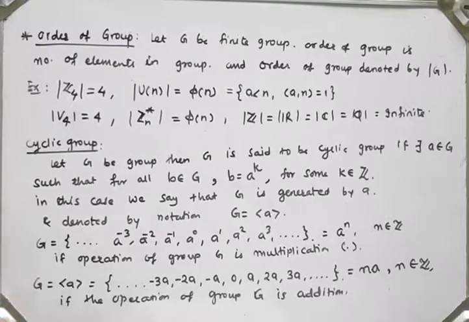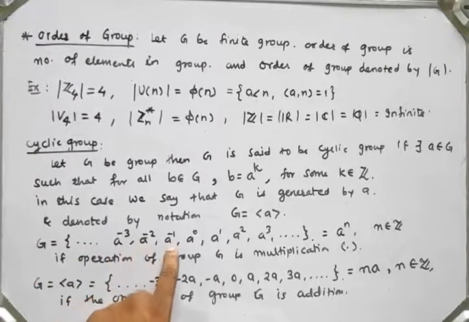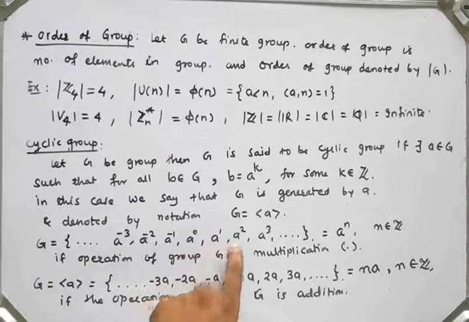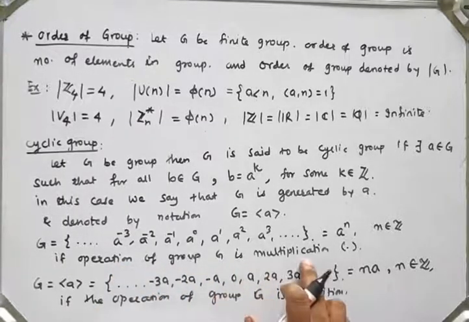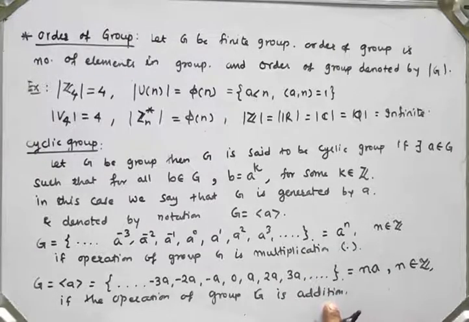And if you have a multiplicative group, then the elements of the group G must be of the form A raised to minus 3, A raised to minus 2, A raised to minus 1, A raised to 0, A raised to 1, A square, A cube and so on, which is in general A raised to n for some n belonging to the set of integers. And if G is an additive group, then the element is of the form n into A, where n belongs to the set of integers. So here the operation of the group is multiplication, and there the operation of the group is addition. Now let's see an example of how it works.